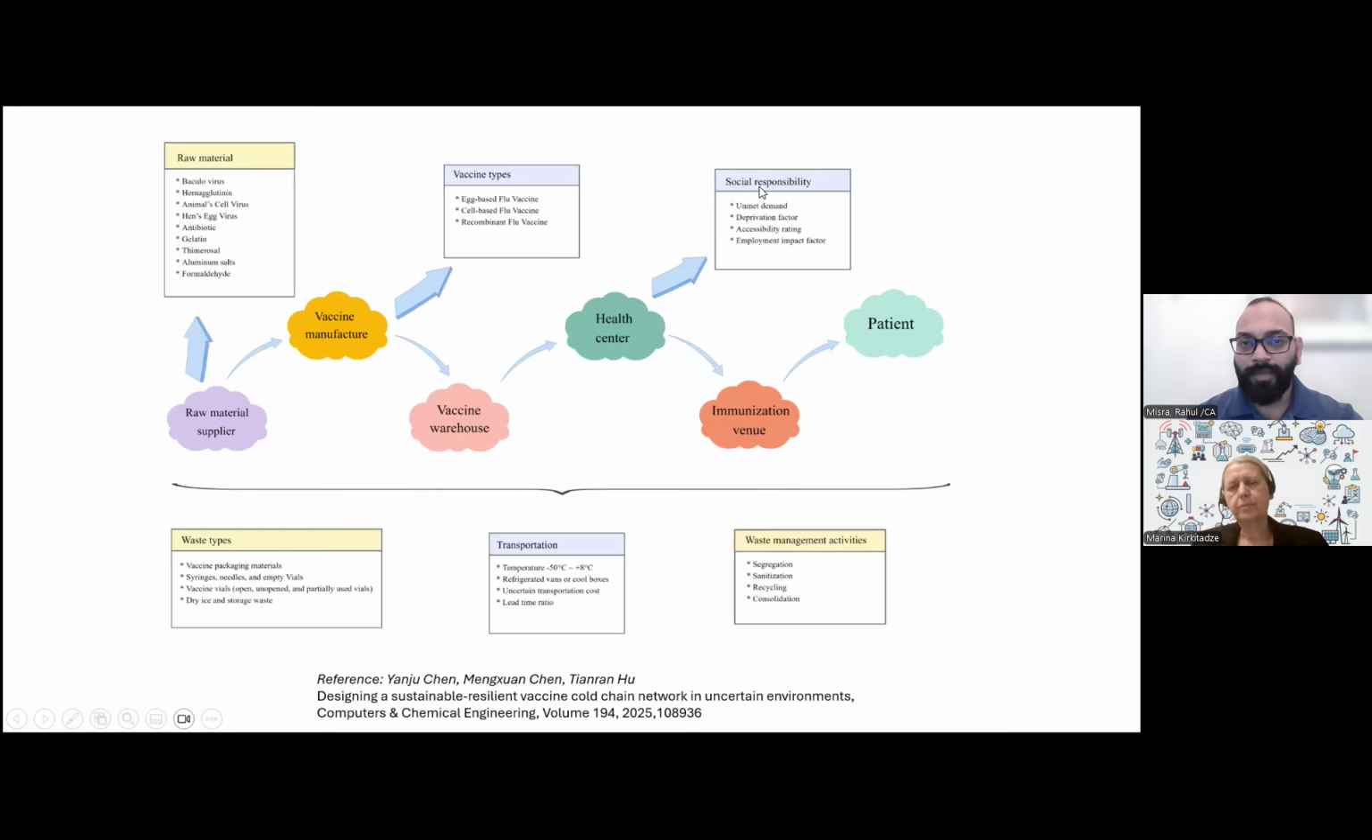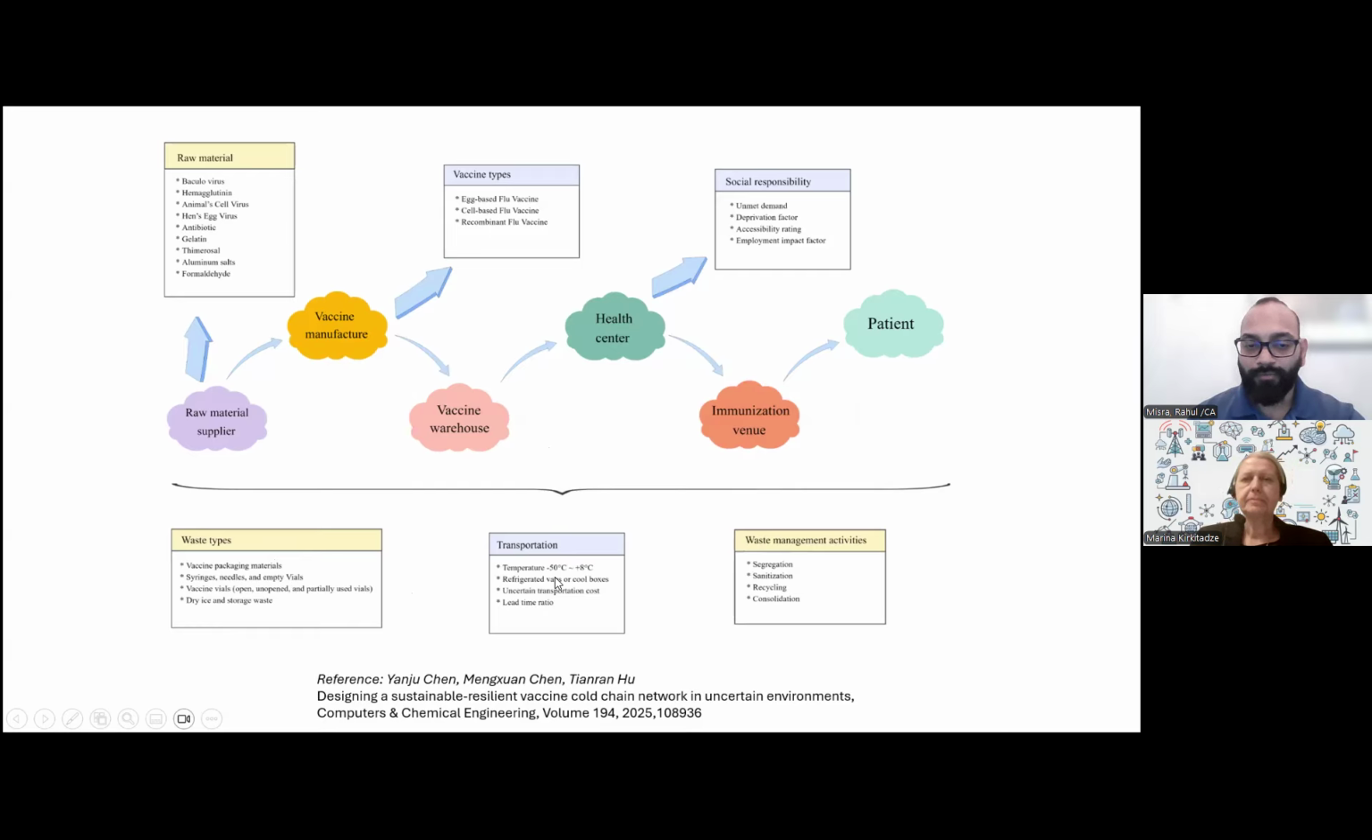In the health center, we have certain social responsibilities: what are the unmet demands, what is the deprivation factor, what is the accessibility rating, and the employment impact factor as well. And at the end, it goes to the patients. But in the entire process, there are three important factors. First, what kind of waste are we generating? Is it waste related to vaccine packaging materials, syringes, needles, empty vaccine vials, or the dry ice where we were storing the vaccines? And during this whole process, transportation is an important factor.